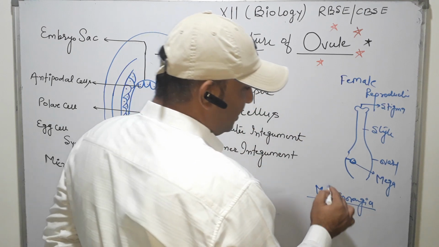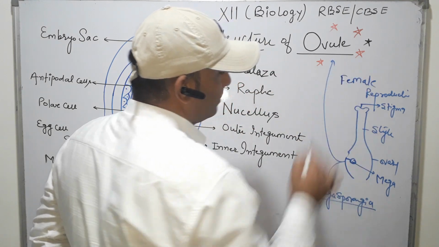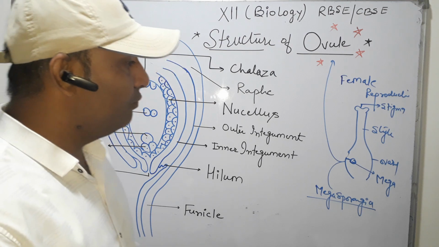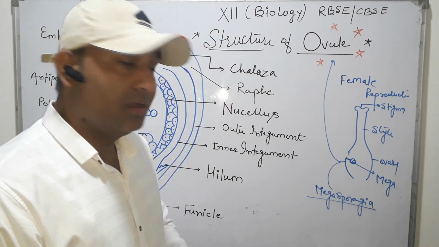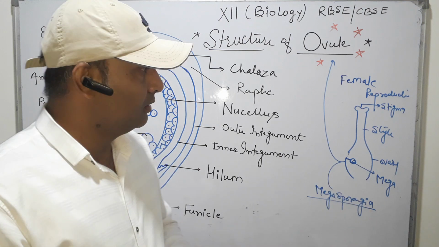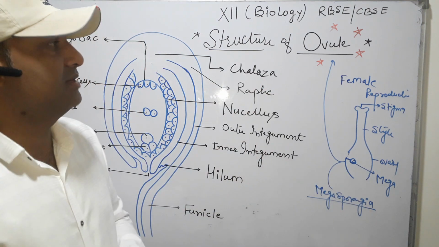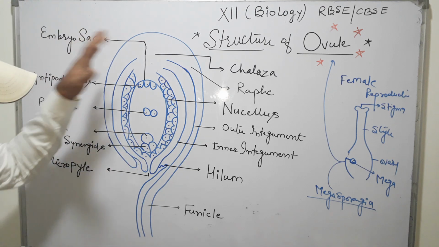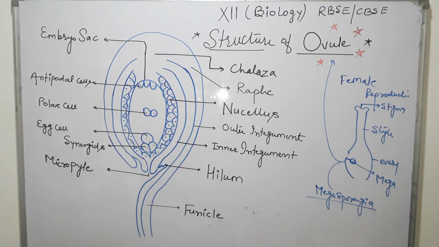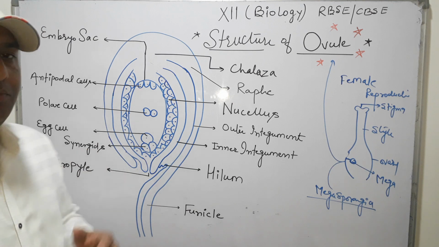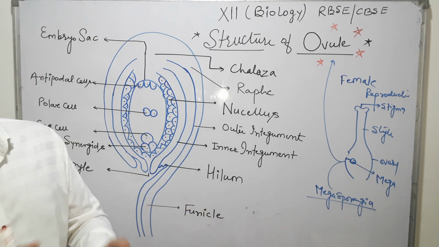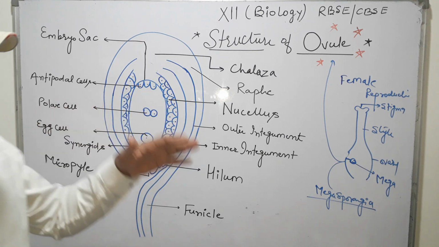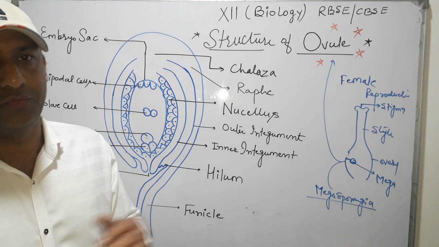Megasporangium is called ovule. So it is a part of the female reproductive system which develops into the embryo sac. Clear? So today we discuss the structure of ovule. In most cases, 70 to 80% of cases, it is an anatropous type. After the structure of ovule, we will discuss the types of ovule.